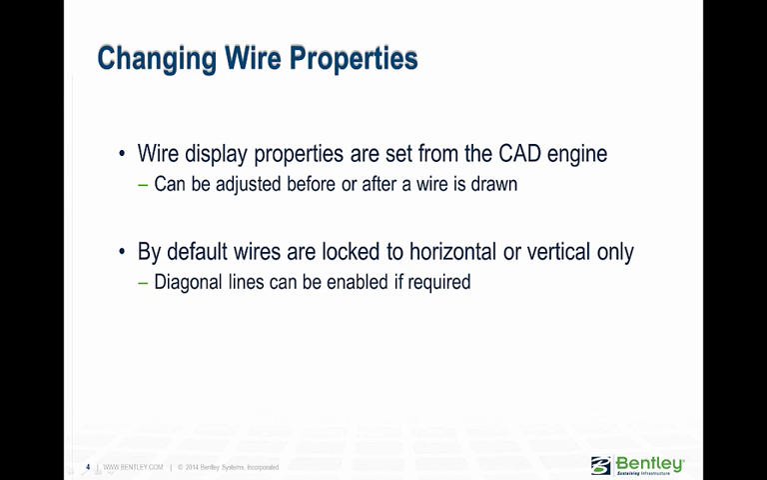The display properties of wires are driven by the CAD settings. This allows for the wire color, line style, and line weight to be adjusted simply, either before or after the wire has been drawn. By default, wires in Promis.e can only be drawn as a straight, horizontal, or vertical line. This limit can be disabled if diagonal lines are required.